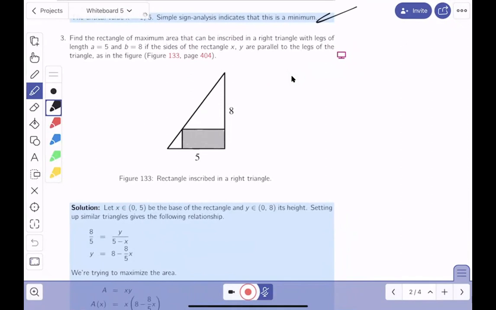I see the rectangle clearly. Thank God for the picture, by the way. And they want to find a rectangle of maximal area. All right, so I'm trying to maximize that area. I can read that again and again, but it says find the rectangle of maximum area that's inscribed. That means it fits inside that.